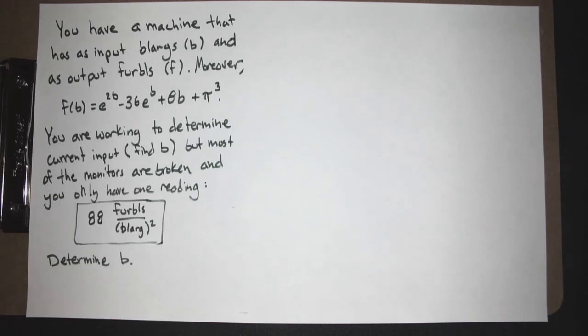But most of the monitors on the machine are broken. There's only one that has a reading. And the only thing that you can see about it is it says there are 88 furbles per blarg squared. And the question is, what is b? Okay, so that's the problem.